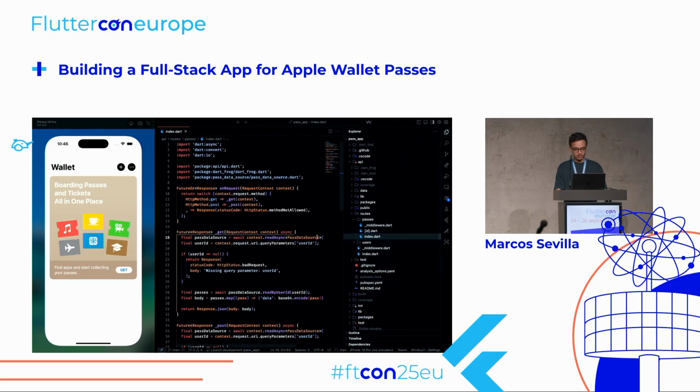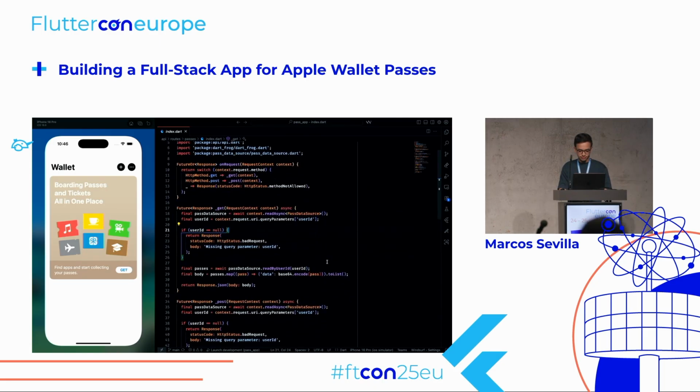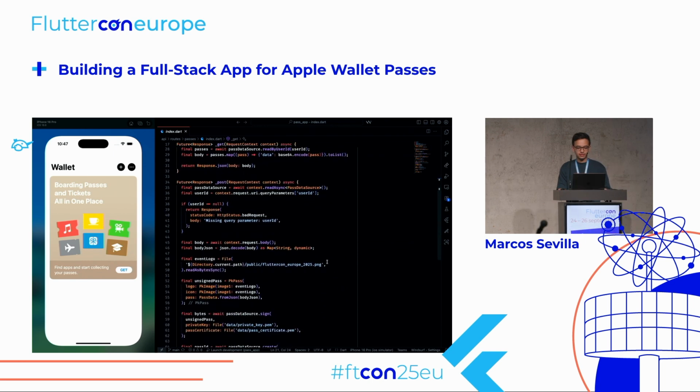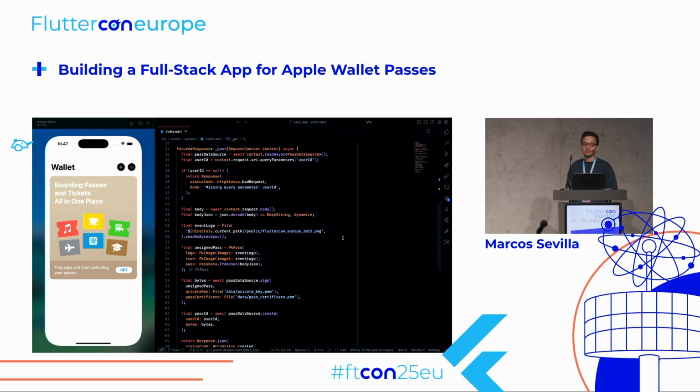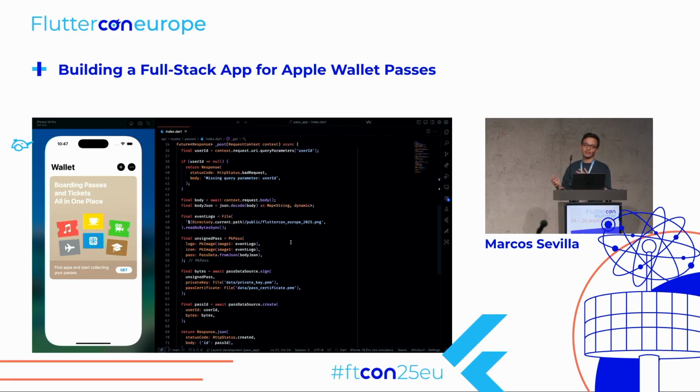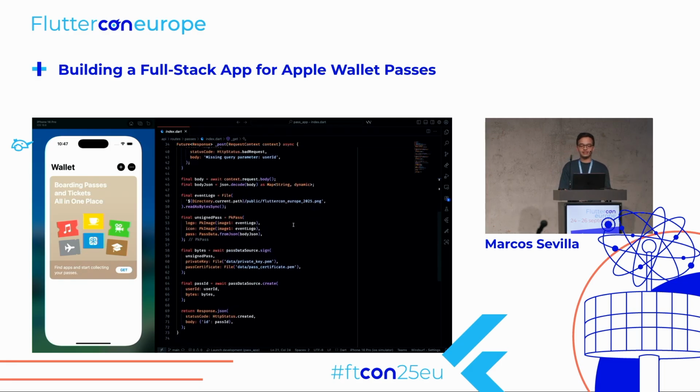And then let's check here. So yeah, this is the post method that I have. I read the pass data source, then if there's no user ID, it's a bad request. Then I parse the JSON inside. I have an asset with the Fluttercon logo, so I have the event logo file here. I read it, and I create the unsigned pass, right? I just have the pass data that is coming from the application.